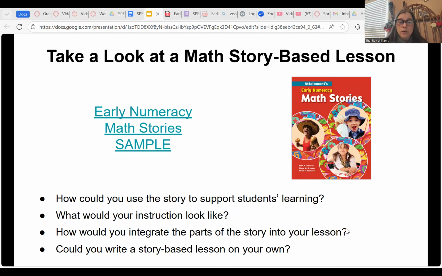And then how would you integrate the parts of the story in your lesson? So perhaps you're teaching a lesson and then you're integrating that story. And then could you write a story-based lesson on your own? And the answer is yes, you can, because you will.